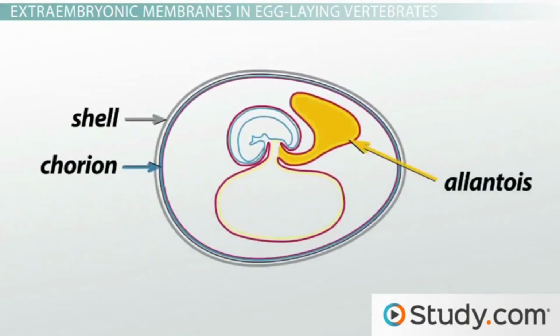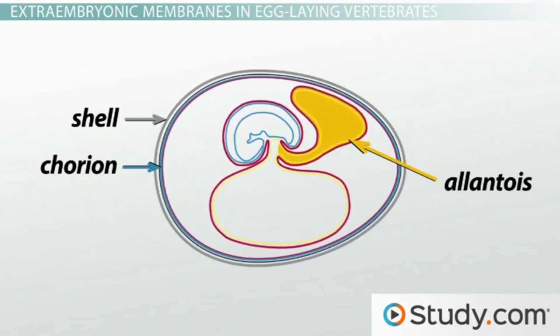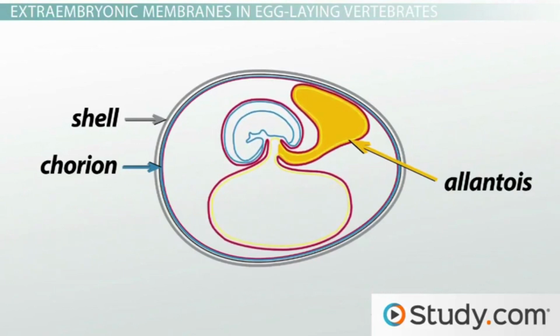The allantois is the sac-like extraembryonic membrane that removes waste from the embryo. As the embryo grows, so does the allantois, eventually pressing against the chorion. This allows the allantois to exchange oxygen and carbon dioxide with the air outside the eggshell. In addition, the allantois also serves as a disposal site for uric acid.